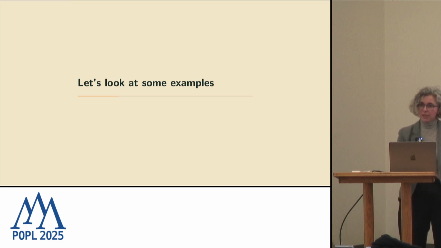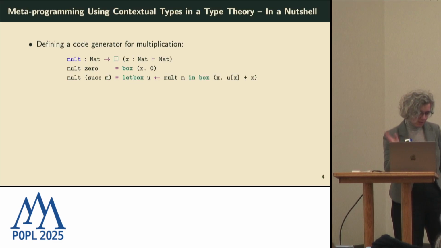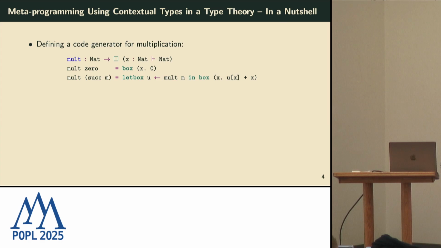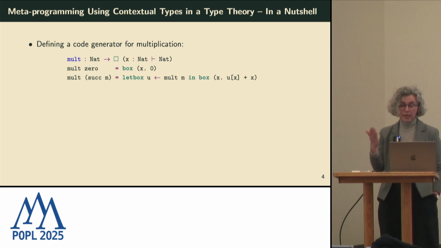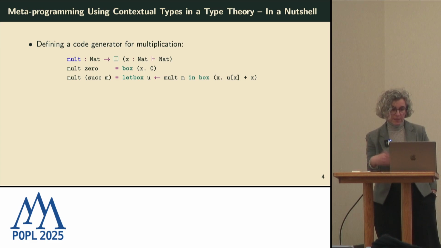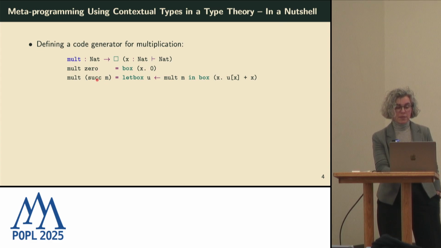So let's look at a few examples, okay? So here's a very simple, simply typed example. We're doing multiplication generation instead of power today. Okay, so you get an input nat, and you want to generate code that will add x n times. So if you have 0 as an input, then you generate the code of 0. If you have successor of m, you first generate mult of m that will add x m times. And then you splice it in. You rename the possible variable in that piece of code u with x, and you add x to it.